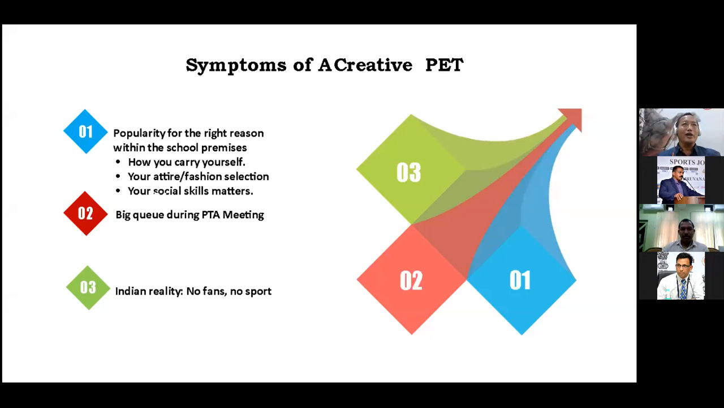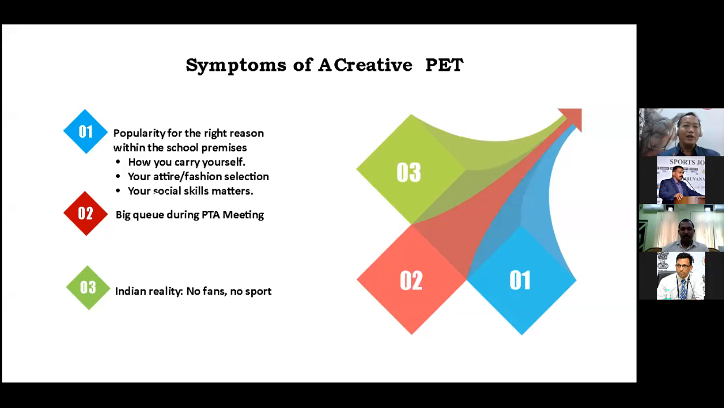So once again, as physical education teachers, you know how to be fit. So try to be an example to the students, to the staff, and all the people who are working on the school campus. So how you carry yourself is going to be very important. Once you are fit, and have a good, healthy body as a physical education teacher, then one big duty, one big responsibility to be popular for the right reason is fulfilled.